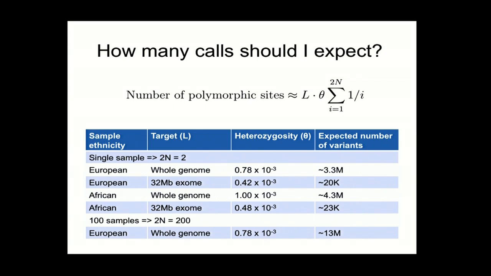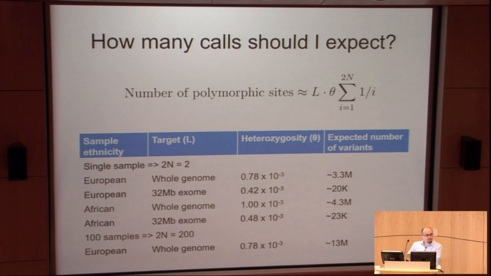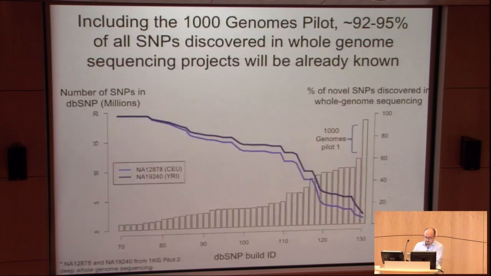So I think I will just jump over this. Here's an equation for reference more than anything, for people, that tells you the expected number of polymorphic sites as a function of the number of samples, the targeted area, and the heterozygosity of your samples.